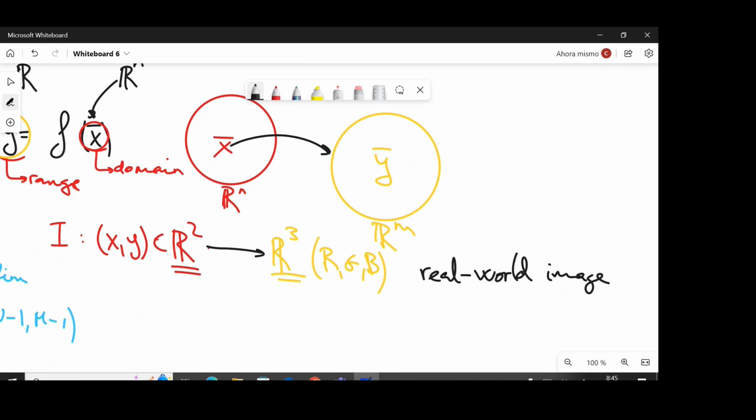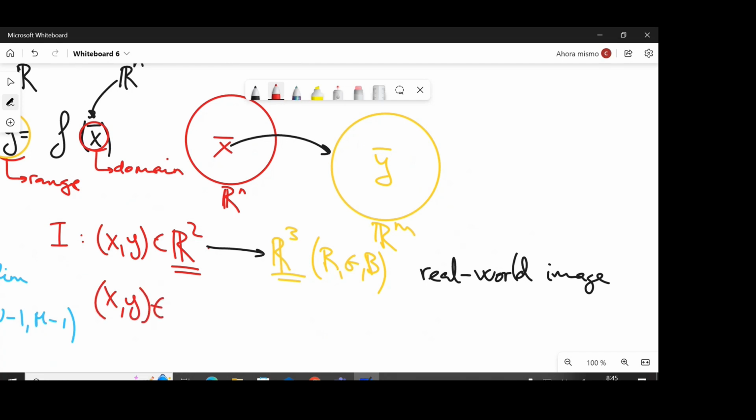But we do not have real world images in the computer. So in the computer we are discretizing space. That means that this x, y cannot be continuous variables. They have to be discrete.